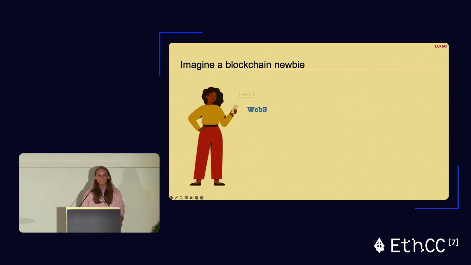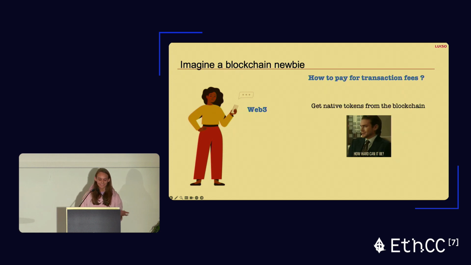And if we imagine that Alice is a total blockchain newbie, well, she needs to figure out herself how to pay for her transaction fees. And the answer to that might seem simple. She just needs to get native tokens from the blockchain. But let's take a deeper look at what that implies.